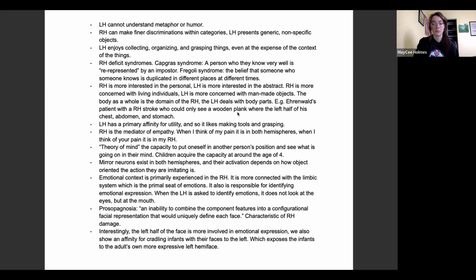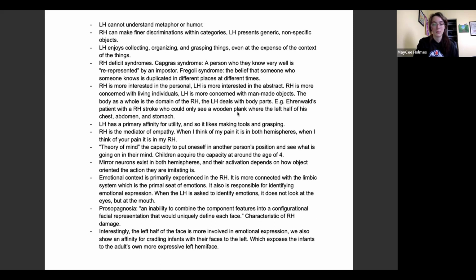Mirror neurons exist in both hemispheres, and their activation depends on how oriented the action they are imitating is. Emotional context is primarily experienced in the right hemisphere. It is more connected with the limbic system, which is the primal seat of emotions. It also is responsible for identifying emotional expression. When the left hemisphere is asked to identify emotions, it does not look at the eyes, but at the mouth.